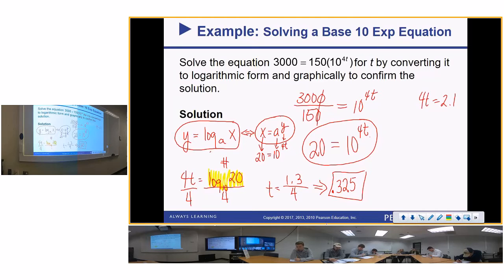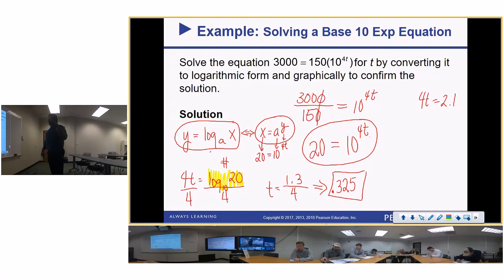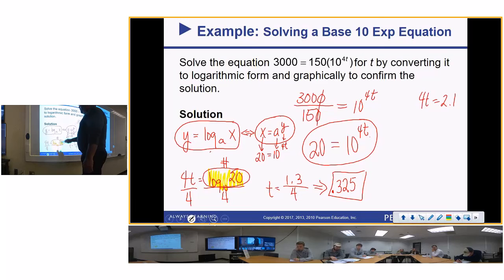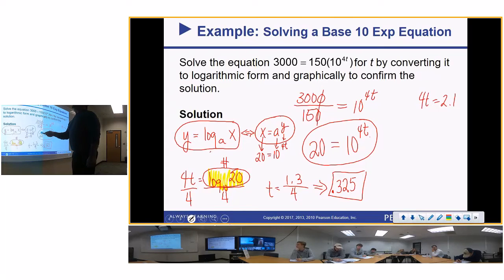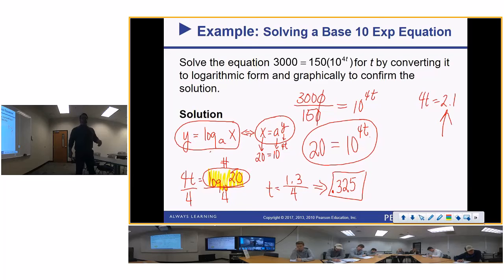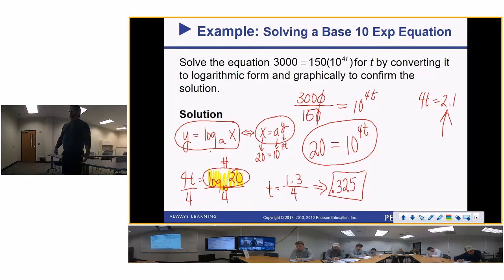Okay, now I want everybody to take your highlighters out or your colored pens or your crayons or whatever, and I want you to highlight this log of 20. And I want you to put somewhere on it, this is a number, it's a decimal. It's just like back in pre-algebra, it's just like a number. So don't be intimidated when you see it in an equation and you go, I don't know how to solve that. I don't know what to do. It's basically a decimal.